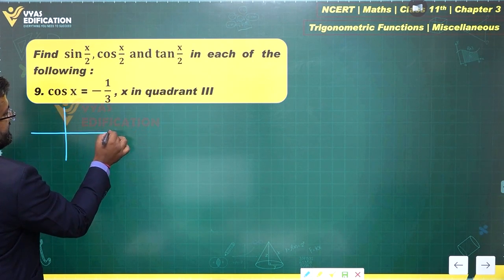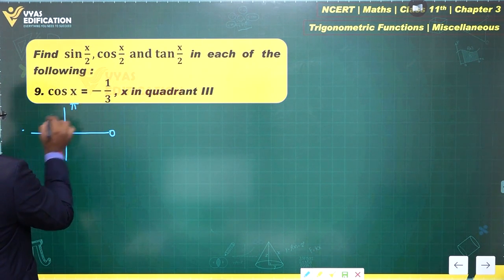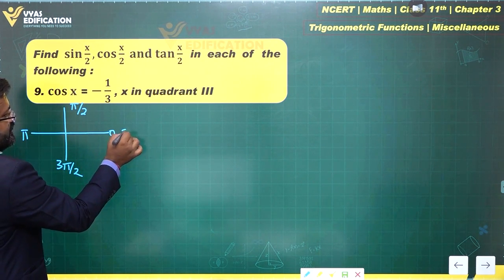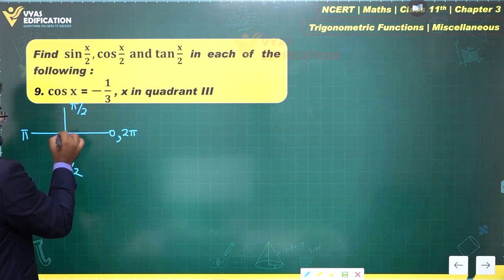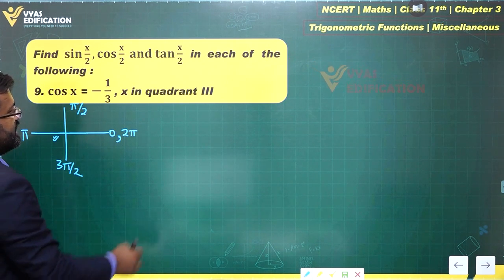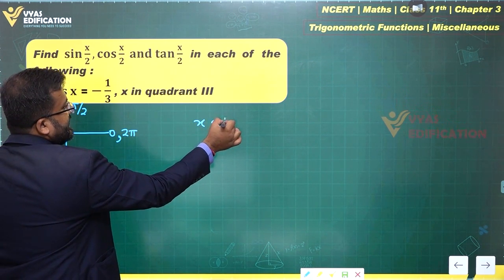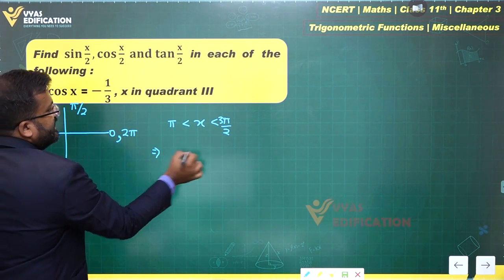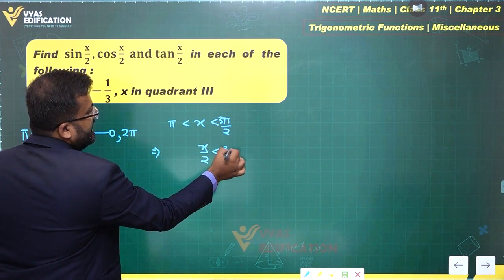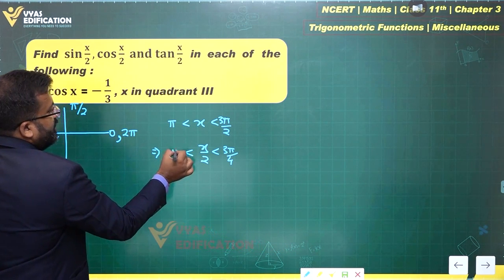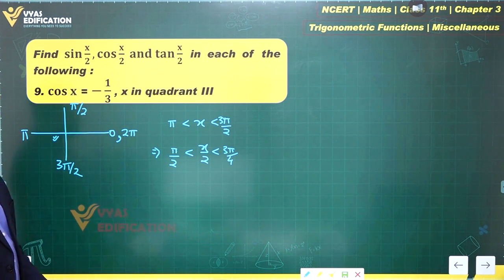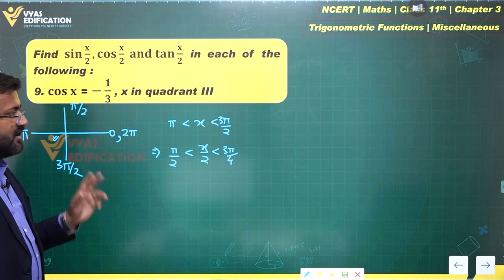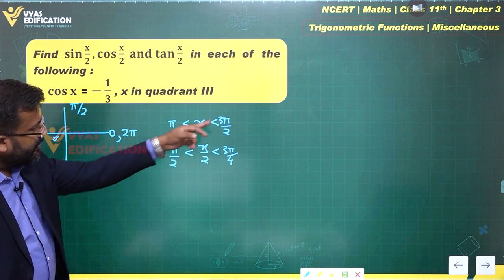Now third quadrant implies this is 0, this is pi by 2, this is pi, this is 3 pi by 2, this again is 2 pi. So in the third quadrant, x is less than 3 pi by 2 and greater than pi, and this implies that x by 2 will be less than 3 pi by 4 and greater than pi by 2. Observe this carefully. X lies in the third quadrant, pi to 3 pi by 2 is the value of x. In case of x by 2, you get pi by 2 to 3 pi by 4.